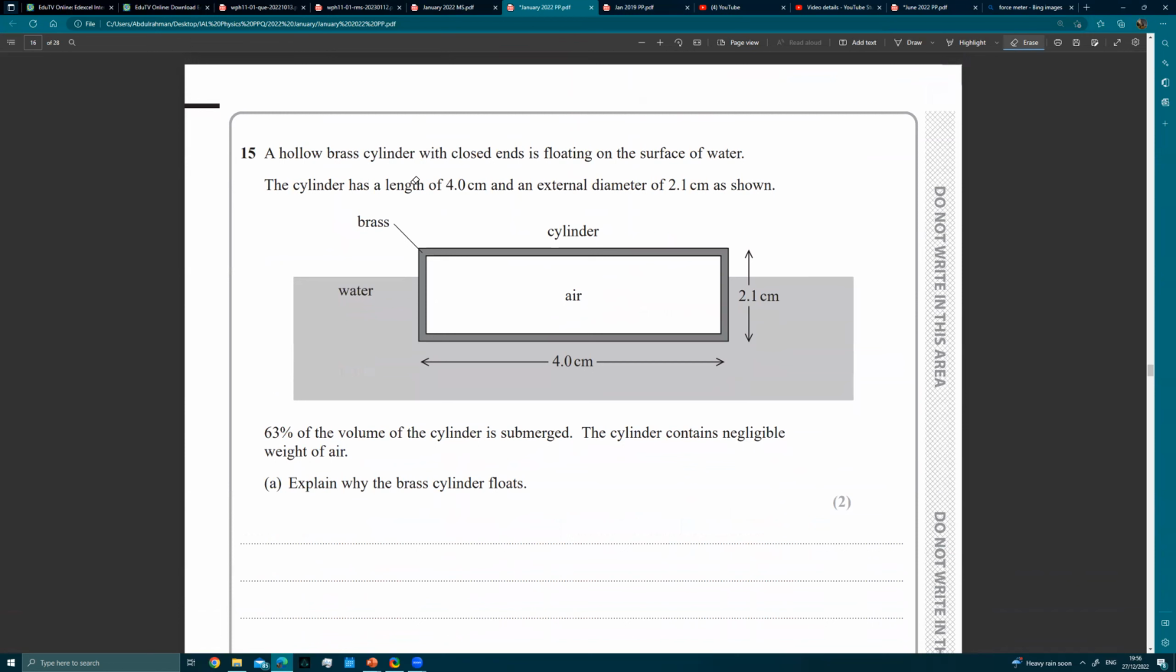A hollow brass cylinder with closed ends is floating on the surface of water. The cylinder has length 4 centimeters and an external diameter of 2.1 centimeters as shown. 63% of the volume of the cylinder is submerged. The cylinder contains negligible weight of air. Explain why the brass cylinder floats. Muhammad.